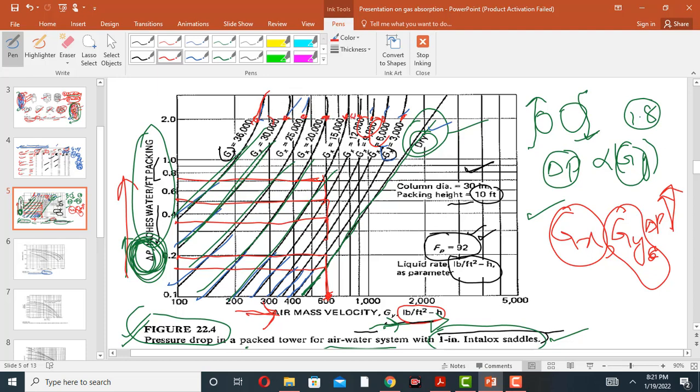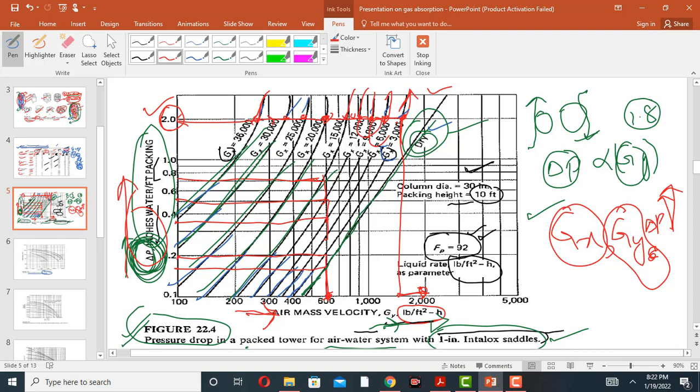These are the flooding points, and at the flooding point, the pressure drop is 2 inch of water per feet of the packing material. So suppose this is a flooding point. Now if we further increase the gas mass flux Gy in this direction, then the pressure drop will sharply increase at these points. So these points are called the flooding points. And for designing purposes, we will avoid flooding in the packed tower.